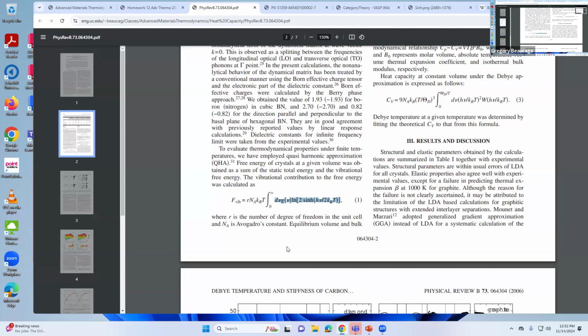And if you want to get U, right, U equals F plus TS. But minus S is dF/dT, so it's F minus T dF/dT, at constant T. You want U because you're going to do dU/dT at constant V, which is C_V. So that's how it works. If you get F, then you can get U. If you get U, you can get dU/dT, which is C_V.